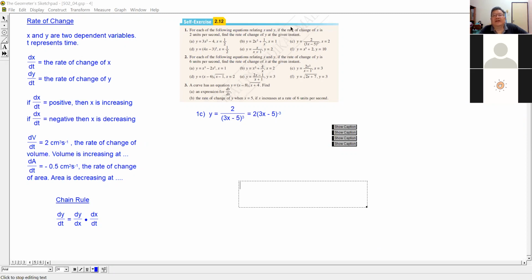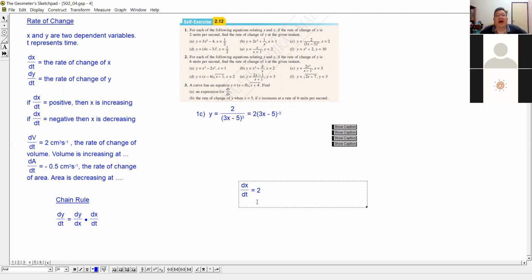Okay. Now they say the rate of change of x is 2 units per second. So I want to translate this into symbol form. Rate of change of x, dx over dt. This is the rate of change of x, dx dt. They say dx dt is 2 units per second. So in symbol form, you should write like this.